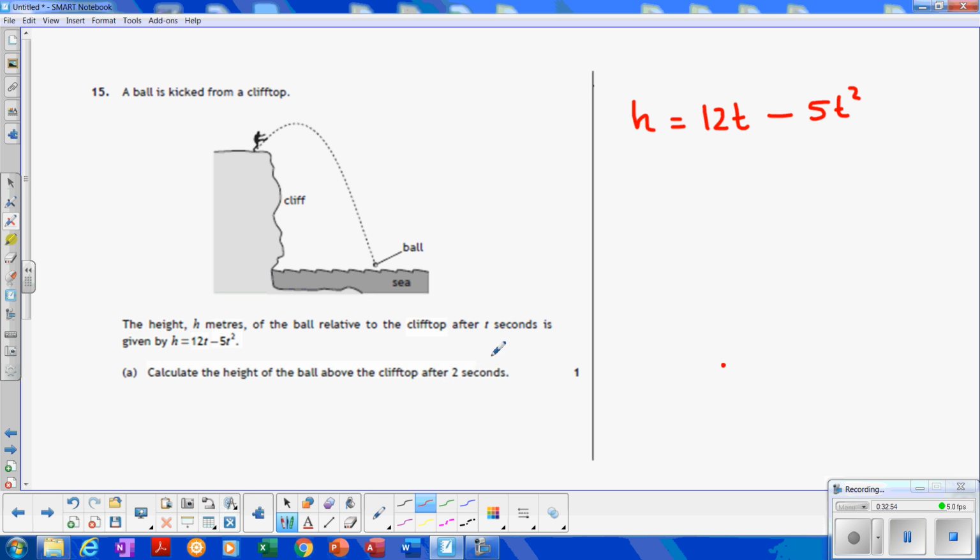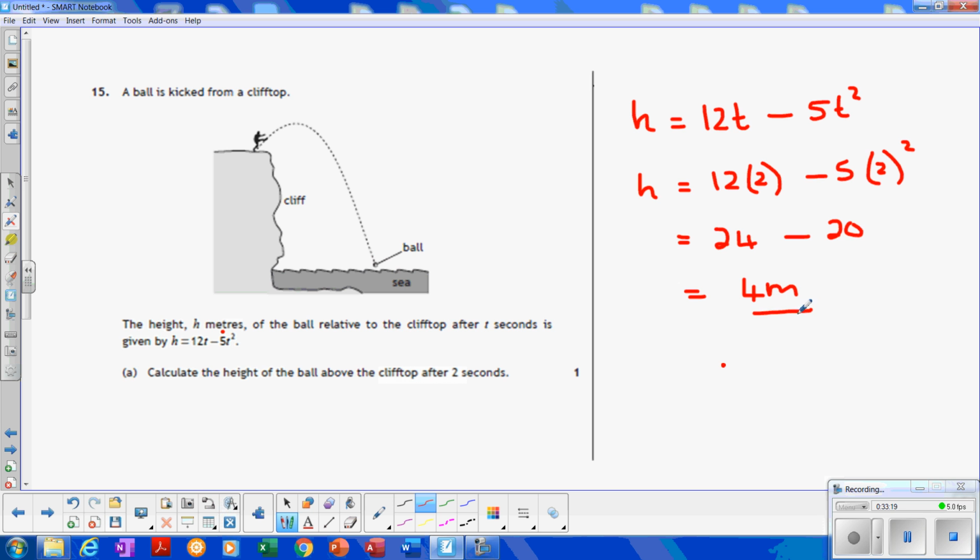So t is 2. So h is equal to 12 multiplied by 2, because t is 2, minus 5 times 2 squared. So 12 times 2 is 24. And I've got to take away 2 squared, brackets first, is 4, 4 5s are 20. So therefore 24 minus 20 is 4. And the height is measured in meters, so it's 4 meters.